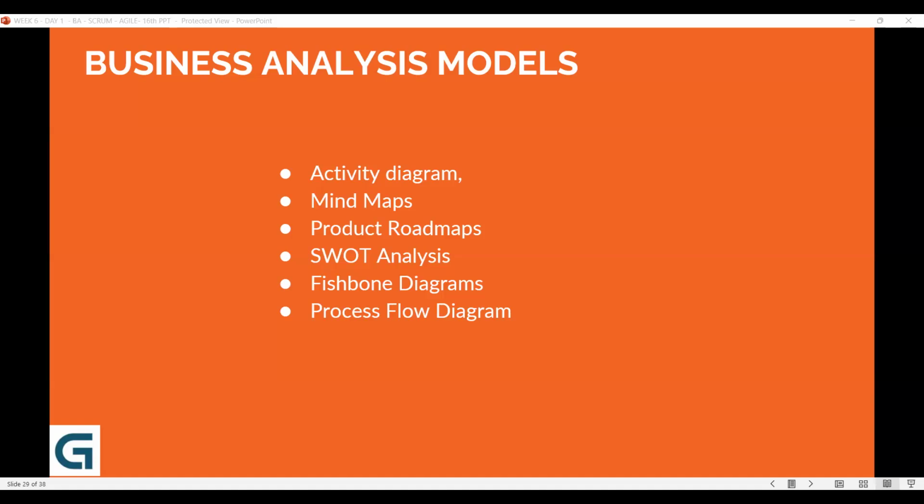So before we start, guys, today we are going to learn a lot of interesting, practical, useful business models. So you may ask, what are these business models and why do they help and what do they do? So let us get into them one by one.